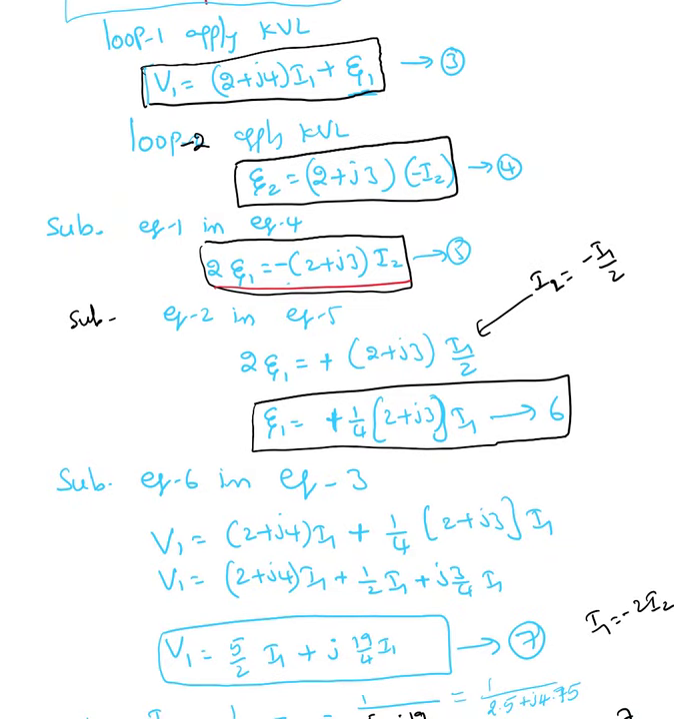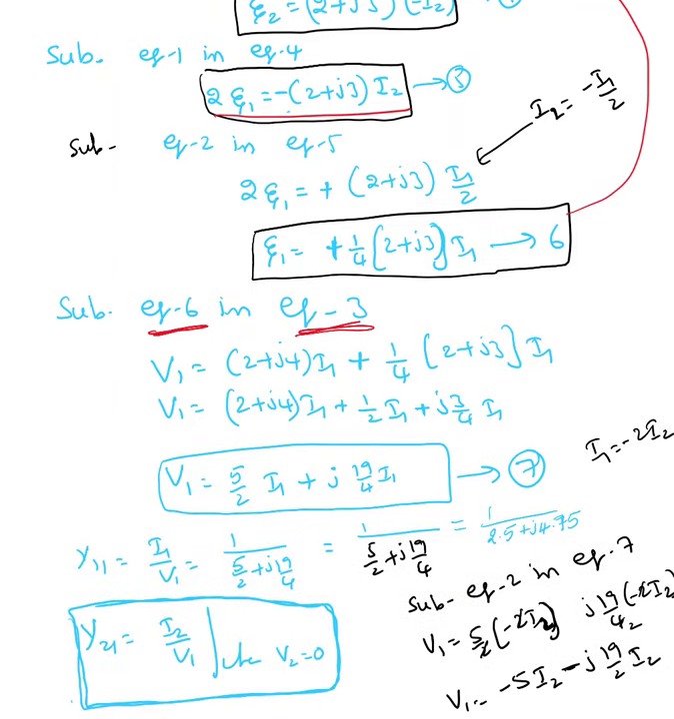Now that's equation 6. Now substitute equation 6 in equation 3. In equation 3, I have E1 right there, so I'm going to substitute equation 6 into that equation. So I'll end up with V1 equal to (2 plus j4) I1 plus half I1 plus j 3 by 4 I1. So simplify this, I will end up with V1 equal to 5 by 2 I1 plus j 19 by 4 I1.